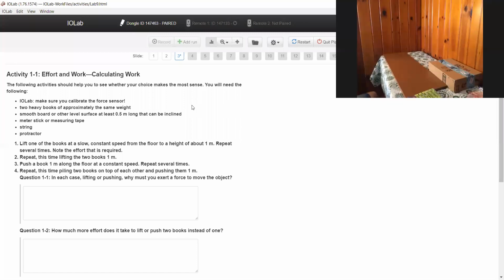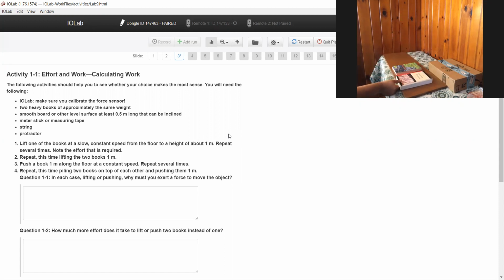In the next slide, let's do the experiment. We need two heavy books of approximately the same weight, as they have given, and some meter scale. You have to notice your effort, how much effort you'll put in. Lift one of the books at a slow and constant speed from the floor to a height of around 1 meter several times. Note the effort that is required. So you can take one book, lift it slow and steadily at the same speed to around 1 meter. You can measure the height you want to lift. Something like here, slow and steady.